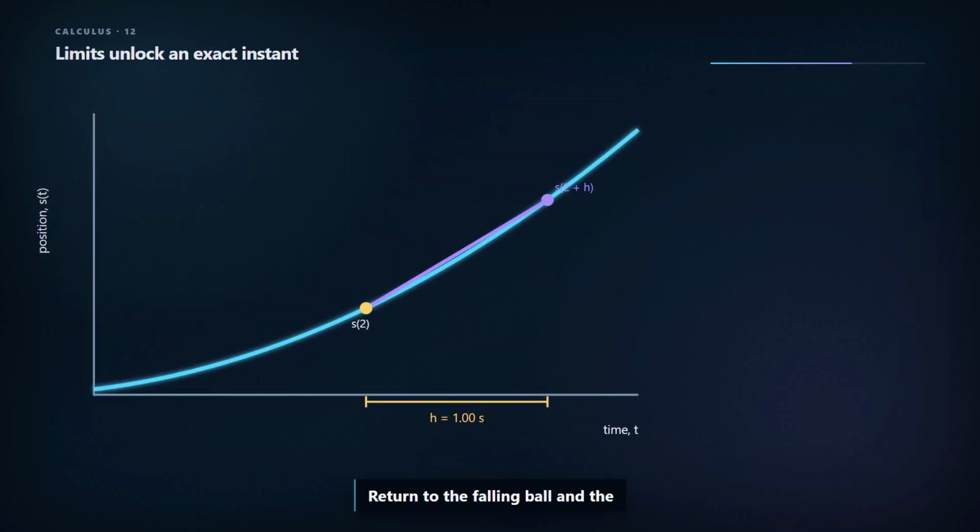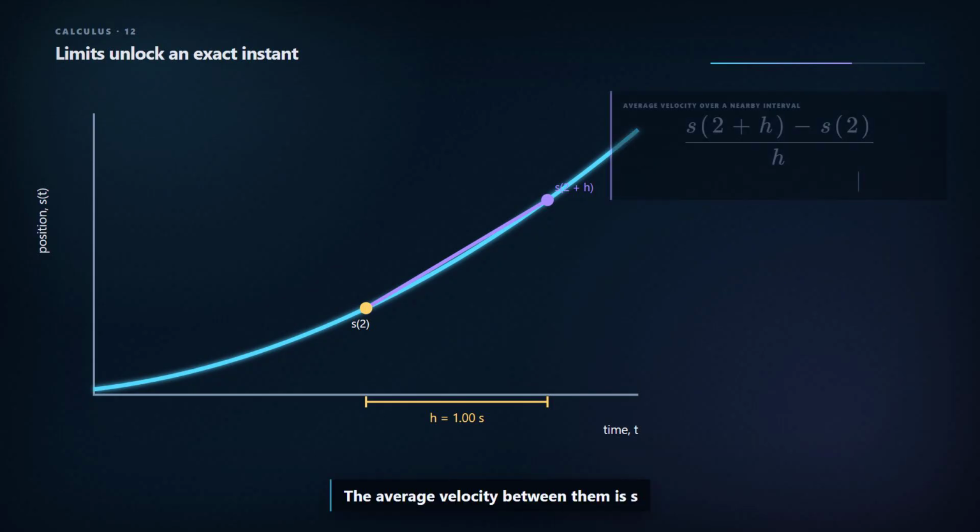Return to the falling ball and the exact instant at 2 seconds. The position is s of t equals 5t squared. Compare the point at 2 with a second point h seconds later, at 2 plus h. The average velocity between them is (s of 2 plus h minus s of 2) divided by h. The numerator is the change in position. The denominator h is the change in time.